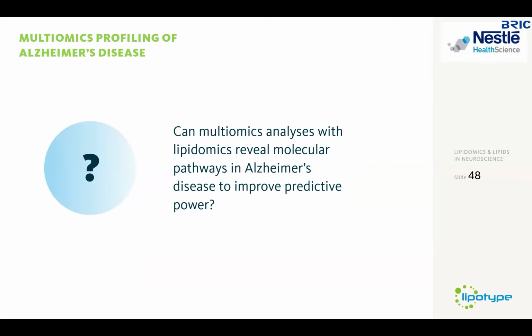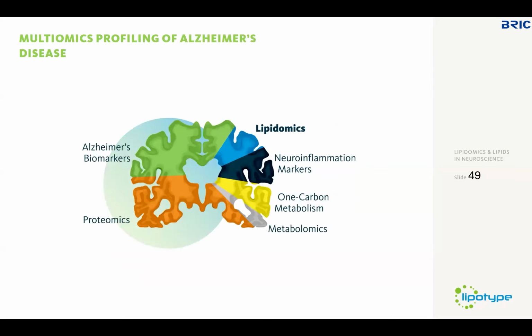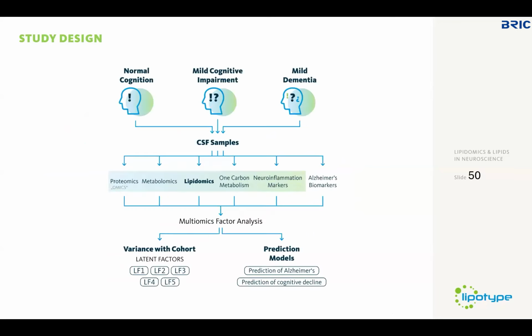This was done together with Nestle Health Science Institute, and here you can see that other omics analyses were used, so proteomics, carbon metabolism, metabolomics, and neuroinflammation markers were checked. In this study, patients with normal cognition, with mild cognitive impairment, and mild dementia were worked with. The cerebrospinal fluid samples were collected, and then our part was to perform lipidomics, and then we built together with other omics some prediction models for Alzheimer's and prediction for cognitive decline.